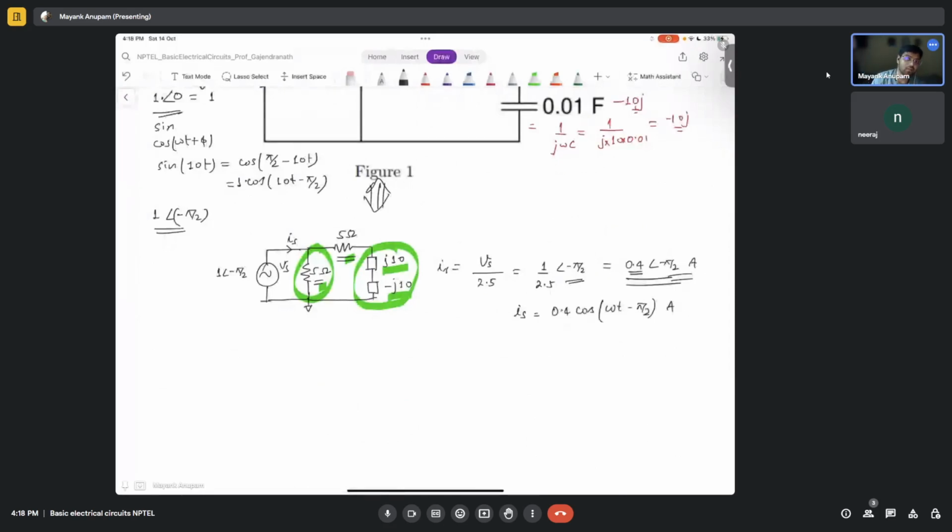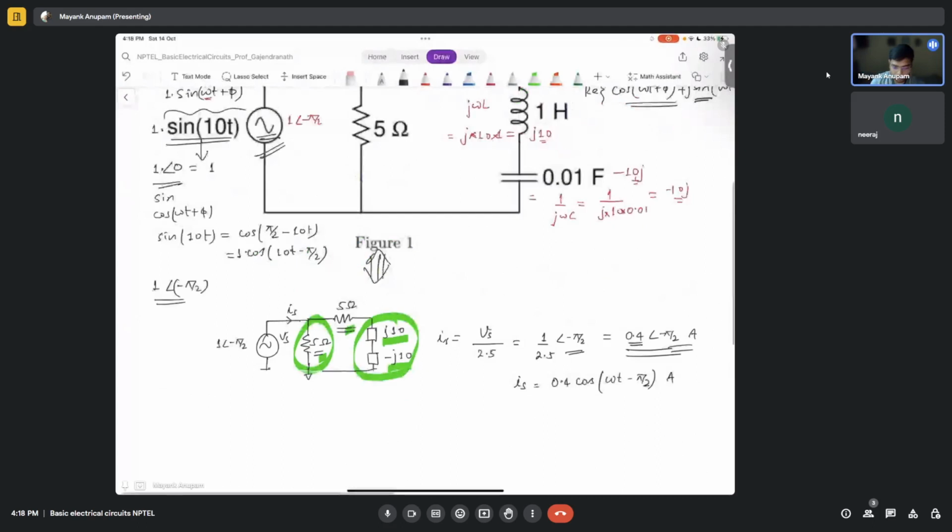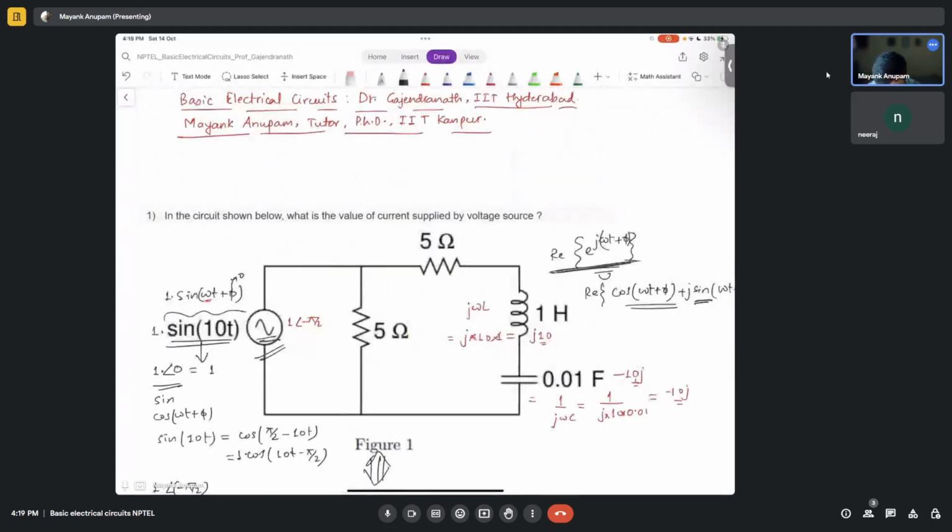But what I'm saying is, always convert first into cos and then proceed further. As you solve a lot of questions like this, you become very comfortable with this. You might not need it. You might be able to look at the circuit directly and say what is what.